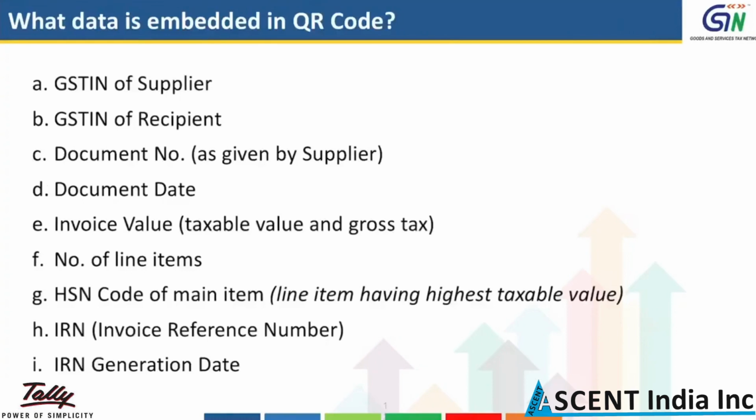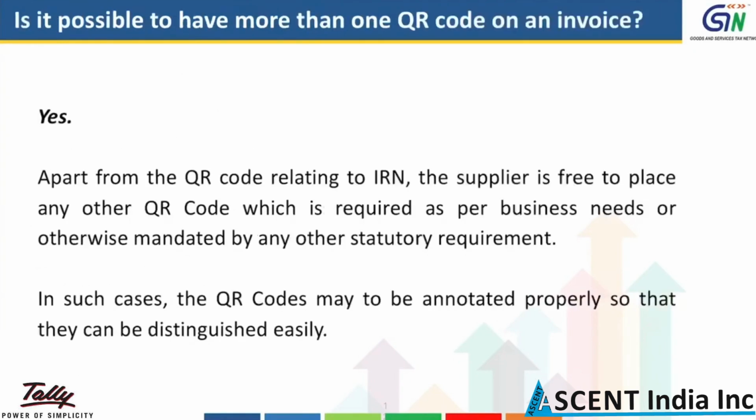What data is embedded in the QR code? These 9 key particulars of the invoice are embedded in the QR code. GSTINs of supplier and recipient, document number and date, invoice value, number of line items, HSN code of the main item, invoice reference number and IRN generation date.